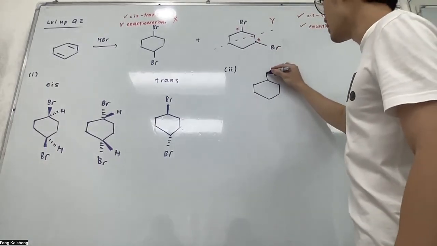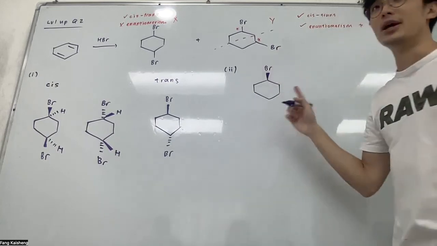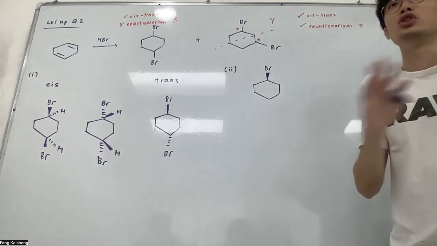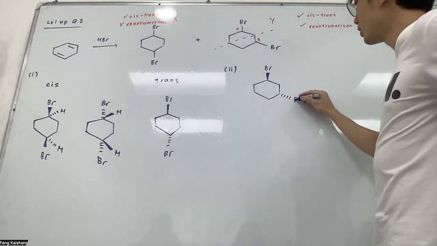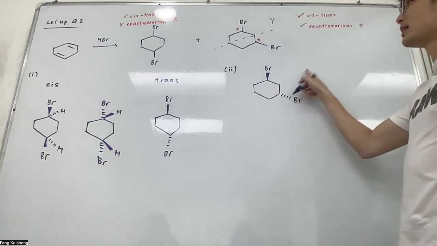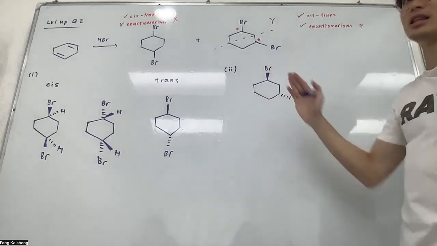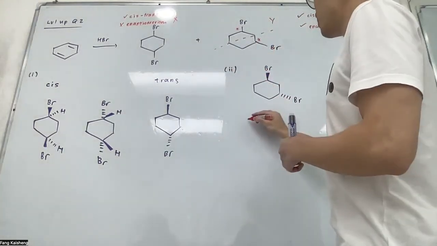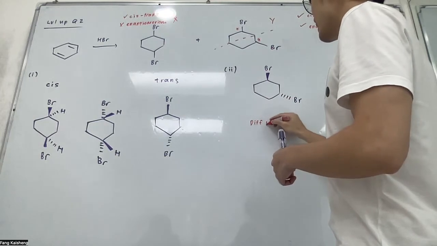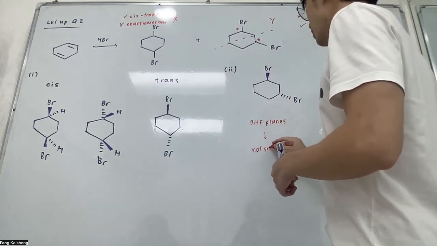What should I do to the bromines to make this compound not symmetrical? One bromine, if it points outwards, what should the other bromine be such that the molecule is not symmetrical? Inwards. Good. Can you draw a line comfortably cutting this into 2? No, because this is not symmetrical anymore. They are on different planes. So take note, when the bromines are on different planes, the molecule is not symmetrical.